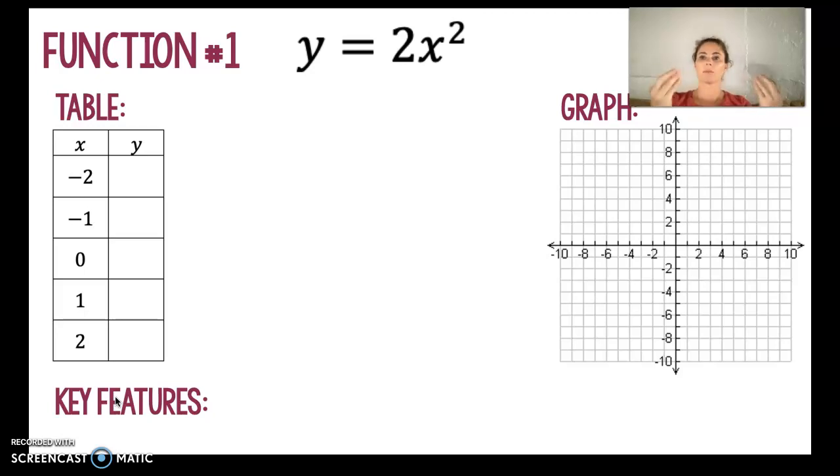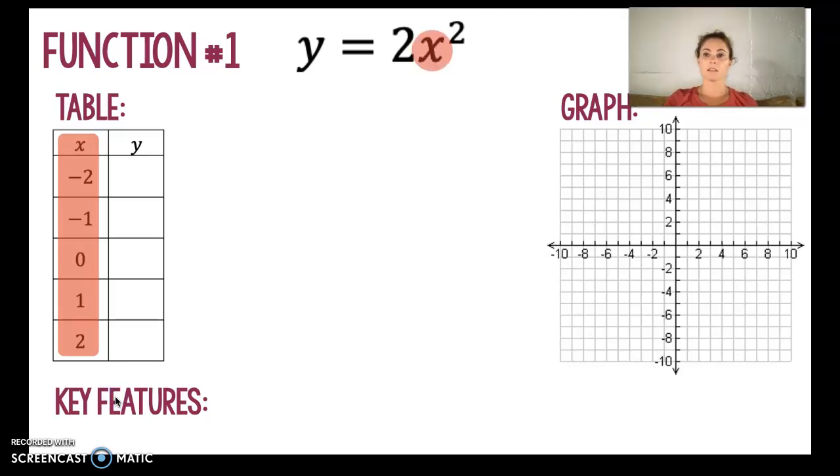So we should be able to take this rule, y equals 2x squared, and find all of the input-output pairs that this rule represents. So in other words, I could put any x value in I want, and I should get out a y value. I should be able to take those input-output pairs, create a table, create a graph, and identify some key features. So the table they want us to fill in gives us these x values, gives us these inputs. Now the domain for this function is all real numbers.